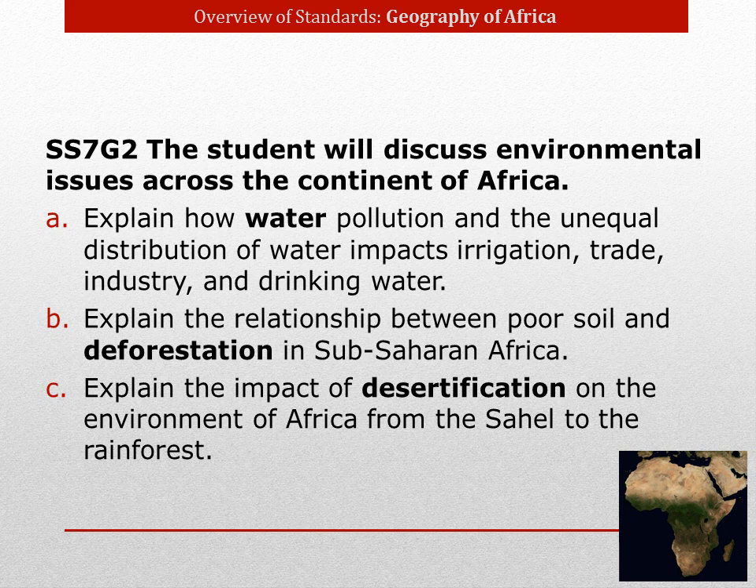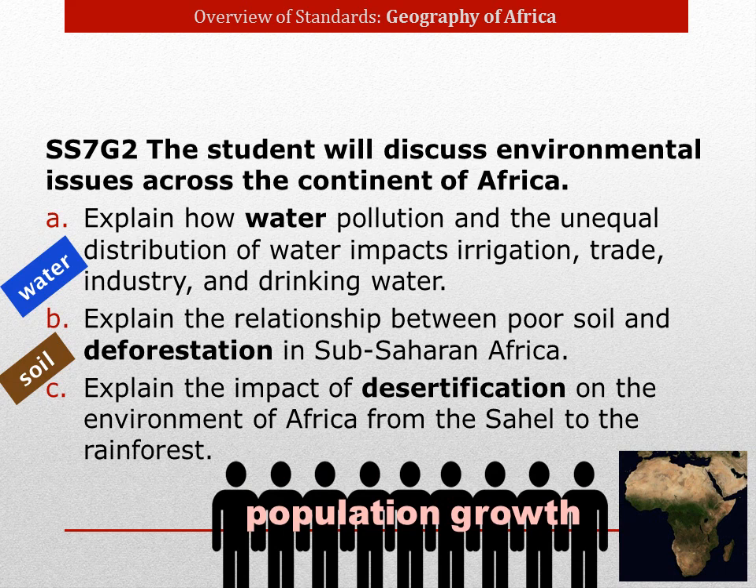In SS7G2, the student will discuss environmental issues across the continent of Africa. Now, these environmental issues pretty much all boil down to water and soil. And of course, the environmental problems faced by Africa are heavily influenced and heavily pressured by the fact that you see enormous population growth there.